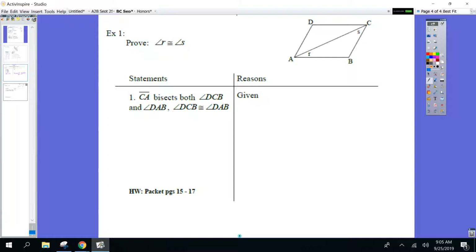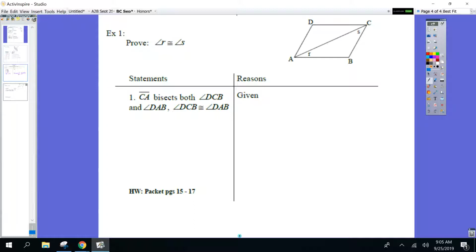Here we go. I've got to prove that angle R is congruent to angle S. Look at the givens. We've got a lot of givens going on, huh? What's happening to DCB and DAB? It's getting bisected. That tells me they're getting cut in half. What do you know about DCB and DAB? They are congruent. So let's go to our diagram right now.